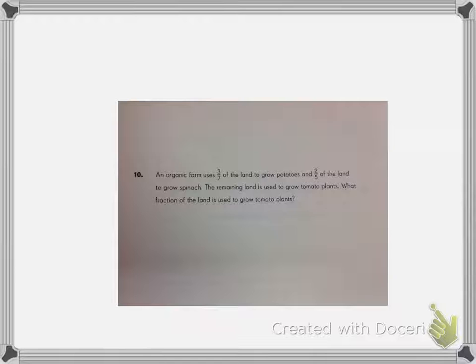So here's what I know. I know that an organic farm has land. So I know the organic farm is equal to 1 whole. I also know that I have 3/7 that's going to be used for potatoes, and I know that my remaining 2/5 is going to be used for spinach. And whatever is left is going to be used to grow tomato plants. So I'm going to draw a picture first.